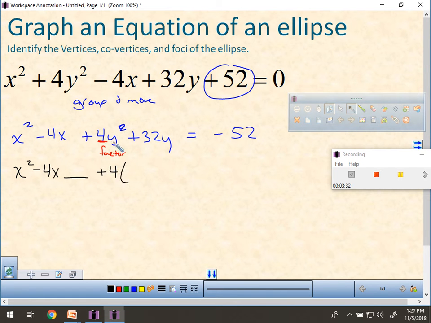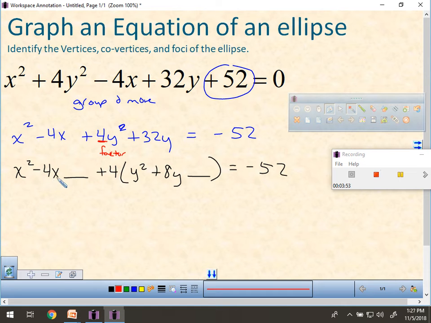When I do that, what gets left behind is y squared, and then make sure you do 32 divided by 4, which is 8. So 8y, and then leave a space. That's the only thing that's different between a circle and an ellipse: you might have to divide by that number right there. Now, like with the circle, I'm going to complete the square. So let's complete the square. Half of negative 4 is negative 2, but then square that.